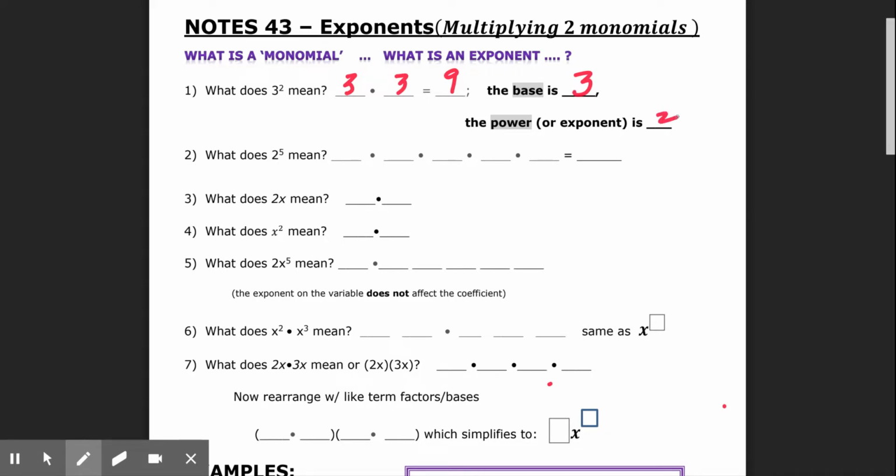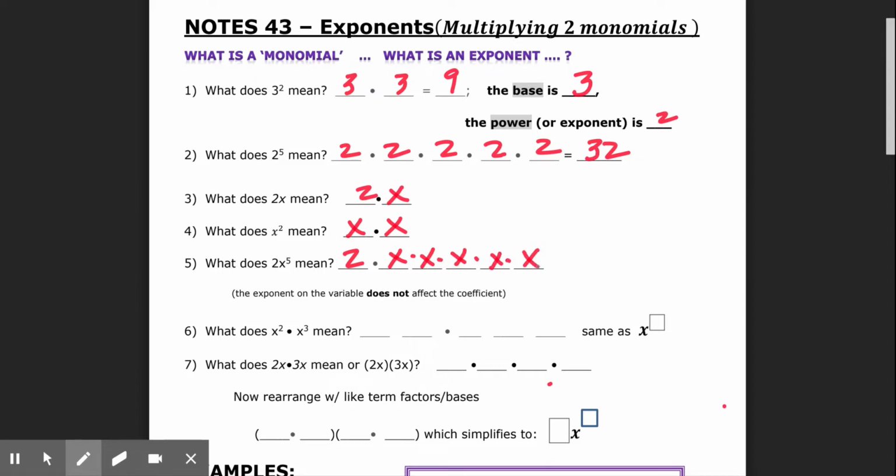What does 2 to the 5th mean? 2 times 2 times 2 times 2 times 2. So 2 times 2 is 4, times 2 is 8, times 2 is 16, times 2 is 32. Number 3, what does 2x mean? 2 times x. What does x squared mean? X times x. What does 2x to the 5th mean? 2, and then you have 5 x's multiplied by each other.